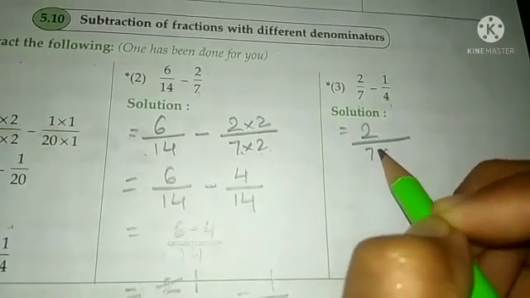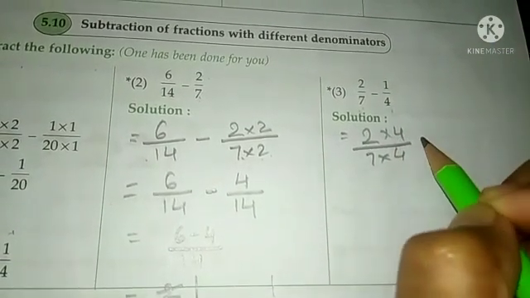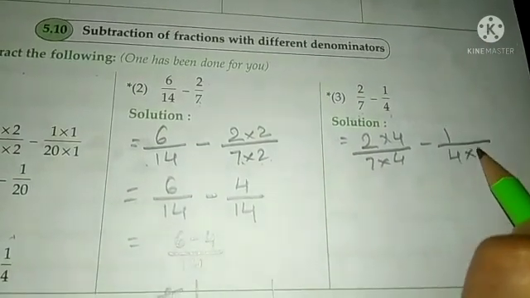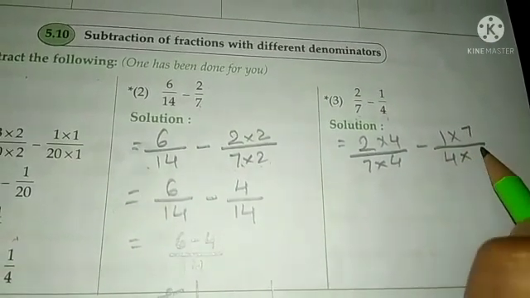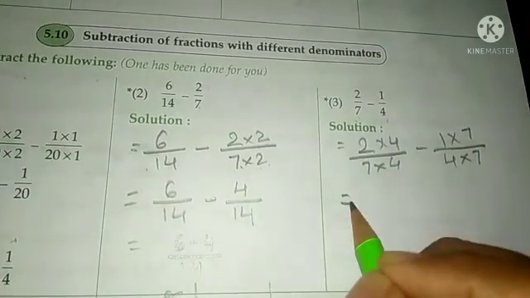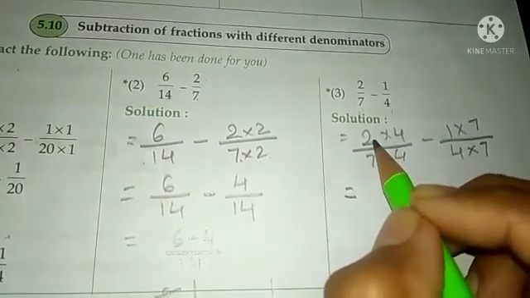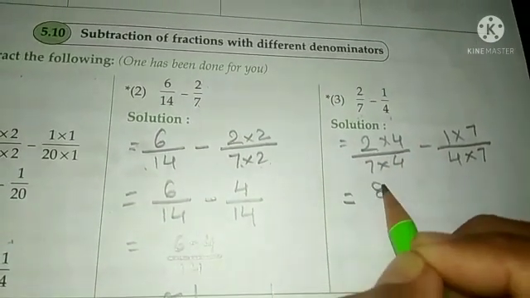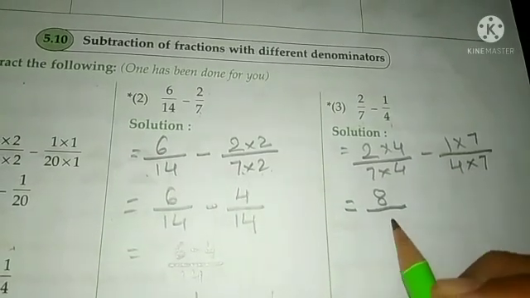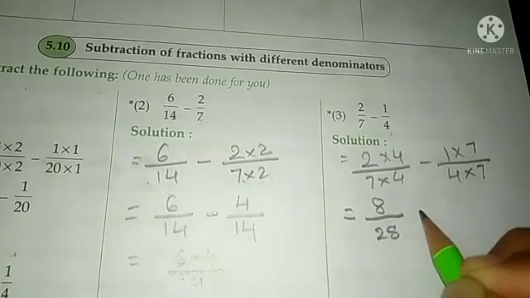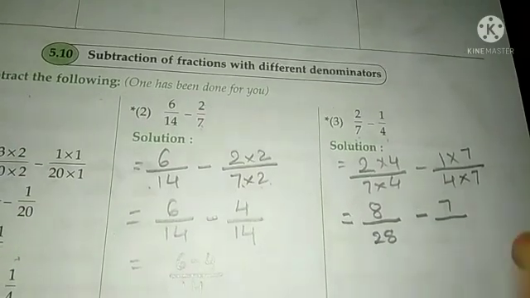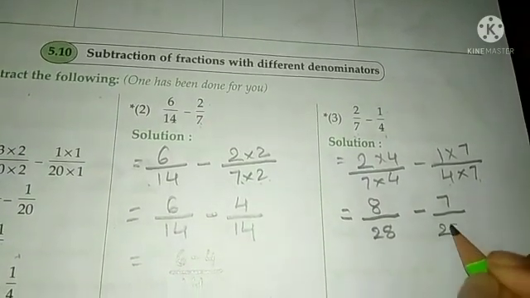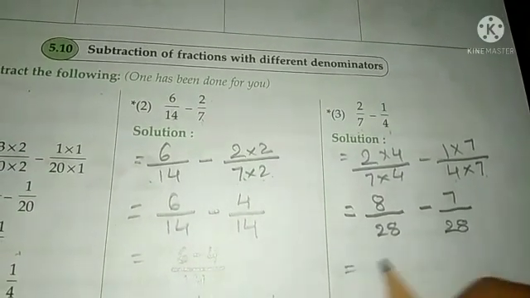2 upon 7 we will multiply with 4, and 1 upon 4 we have to multiply with 7. Clear, students? So what will you get over here? 2 fours are 8, 7 fours are 28. Minus 1 seven is 7, and 4 sevens are 28. Clear? Now our denominators are equal.